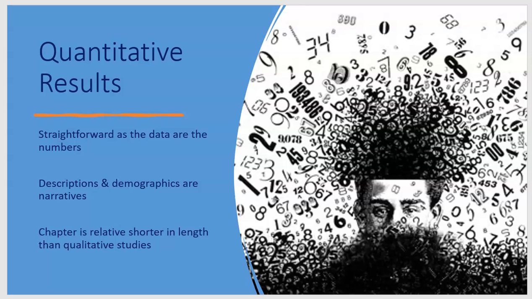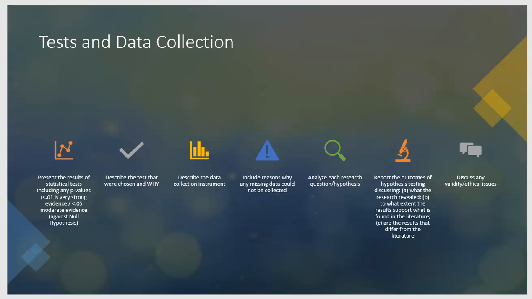Now, in quantitative studies, of course, they're straightforward. They're numbers, the data, include demographics and descriptions, etc. It's relatively shorter in length, as I mentioned, than qualitative studies. But you want to present the results of any statistical tests, include any values of significance, whether that's 0.01 or 0.05. The null hypothesis, of course, is also mentioned.